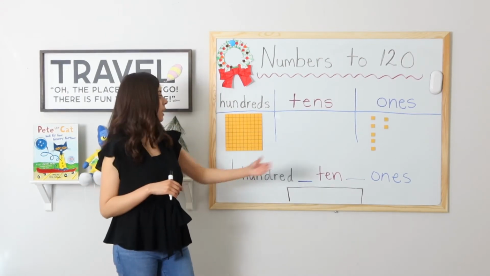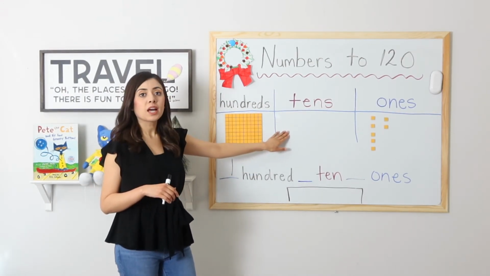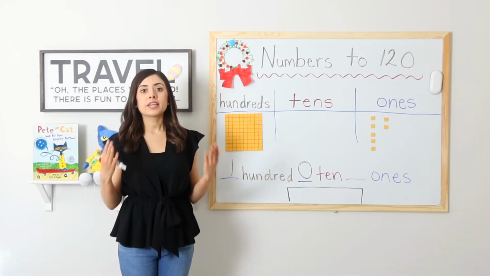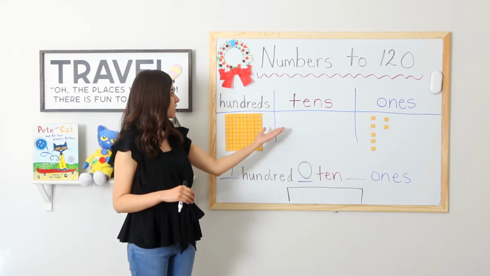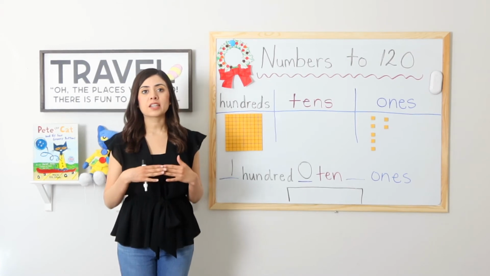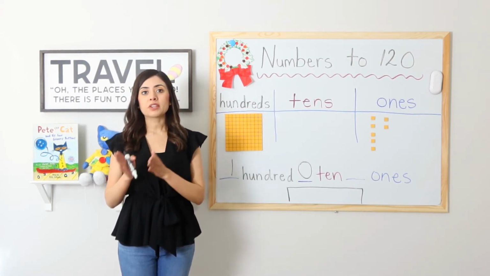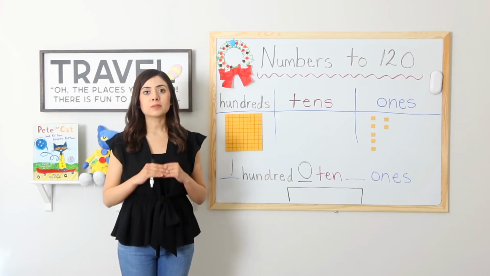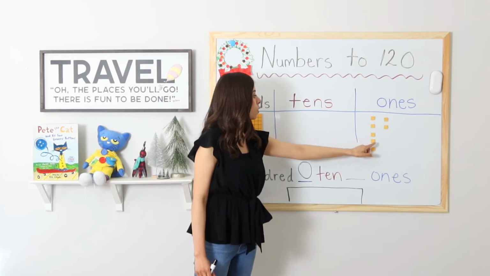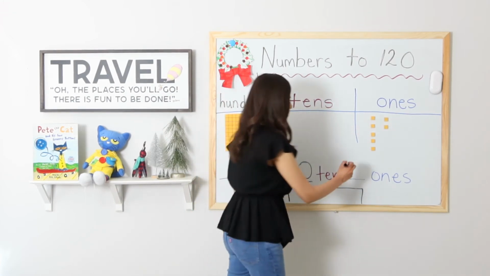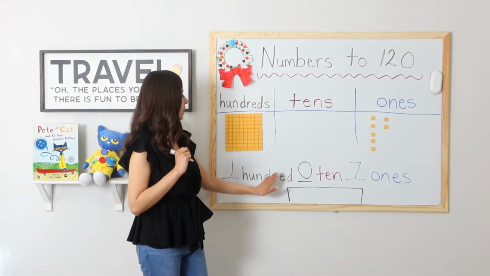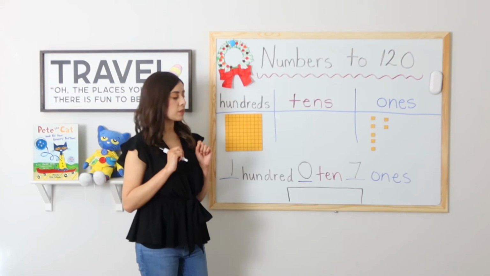How many tens do I have? 0. I do not have any tens, so I will label 0. It is very important that even though I don't have any tens, I label 0. That way, when I connect my 3 digits together to make a number, I am putting the correct digit in the correct place value. How many ones do I have? 1, 2, 3, 4, 5, 6, 7. 7 ones. Now let's go ahead and connect our 3 digits to make our number.